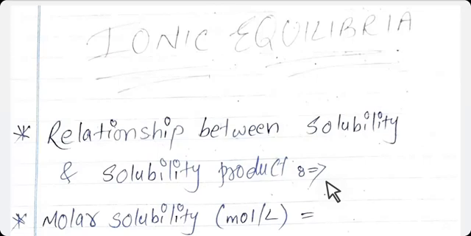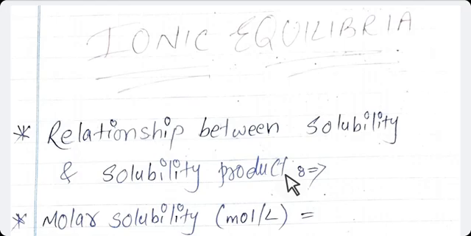Hello students, in the last lecture we have already studied the solubility product. So in this chapter, in ionic equilibria, we are going to study the relationship between solubility and solubility product. The solubility of a compound is the amount in gram that dissolves per unit volume, which may be 100 milliliter or 1 liter of its saturated solution.